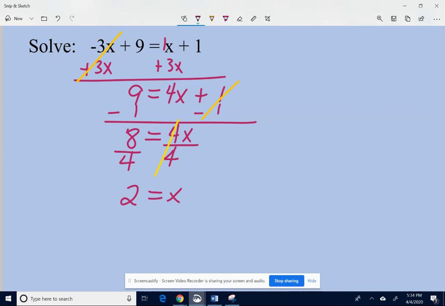So we still got all of our x's on one side. We did that by adding 3x to get rid of the subtracted 3x. Then we wanted to get all of the numbers on the other side so the x's could be completely alone. So we got rid of the added 1 by subtracting 1. And then we split things up into 4 groups, so we divided both sides by 4 and got x is equal to 2.